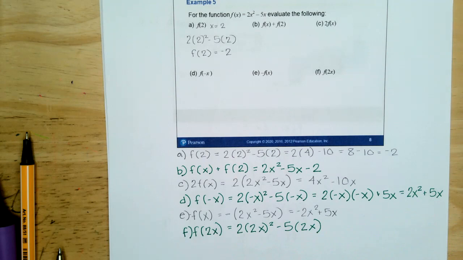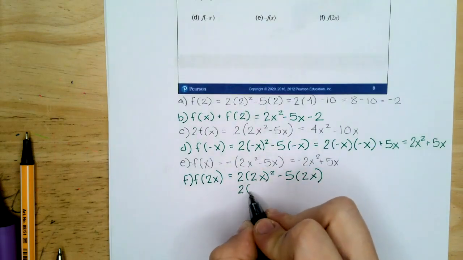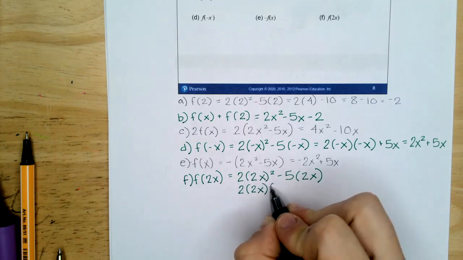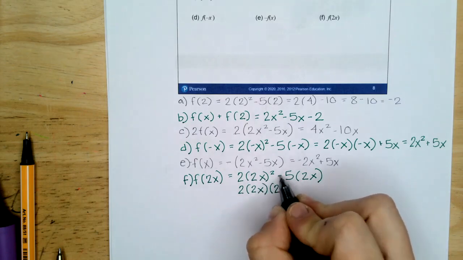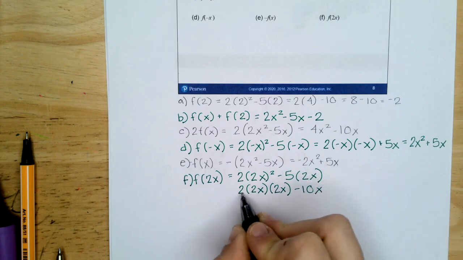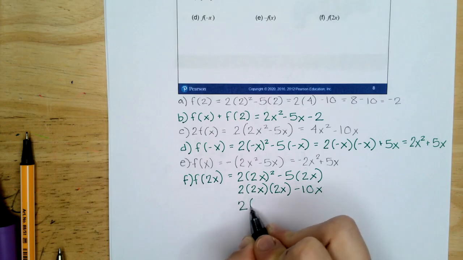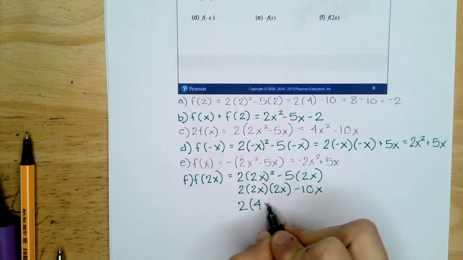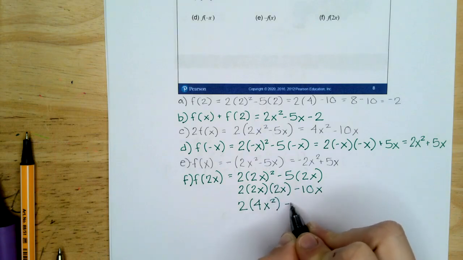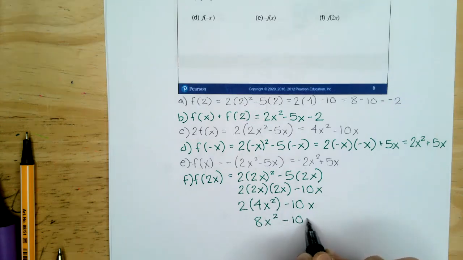Since this last one, I might just go straight down. 2x squared means 2x times 2x. Negative 5 times 2x is a negative 10x. 2 times 2x times 2x: 2 times 2 is 4, x times x is x squared, and 2 times 4 is 8. So my final answer is 8x squared minus 10x.